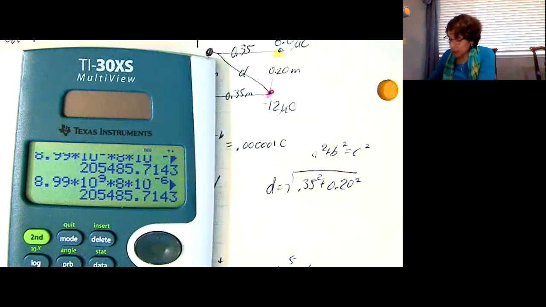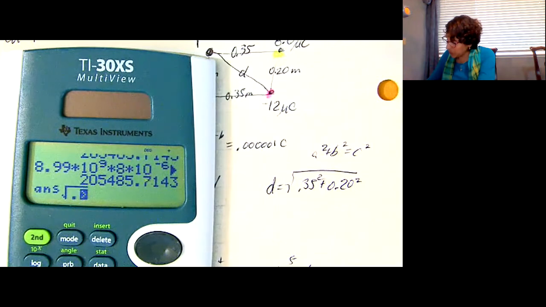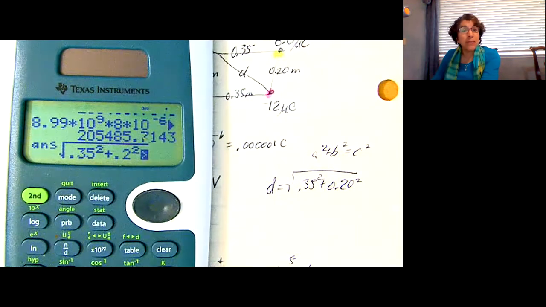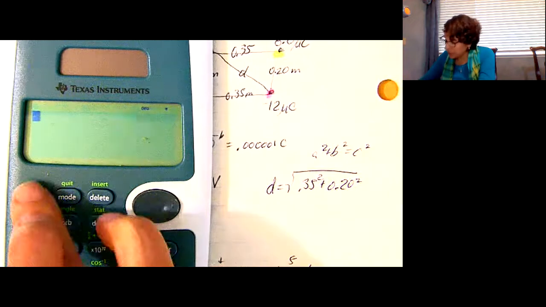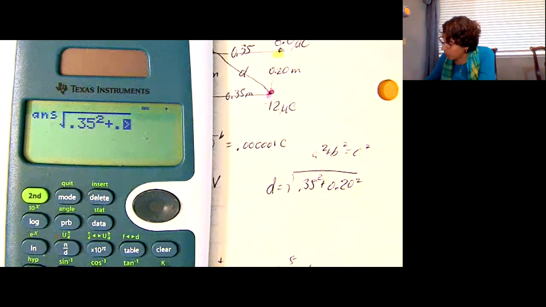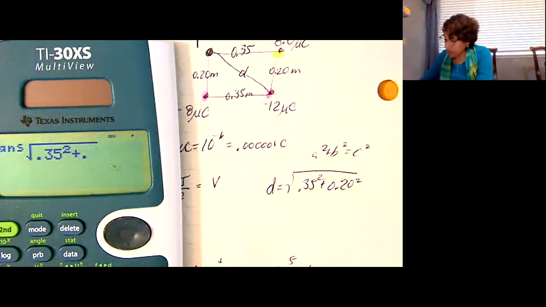So I'm going to say, please give me the square root of 0.35 squared plus 0.2 squared. And it tells me, oh, look at that, I made a mistake. I said 0.2 and I meant 0.02. Let me clear that and try again. It is important to put the right thing in there. Sorry, you guys, it is 0.2 squared.